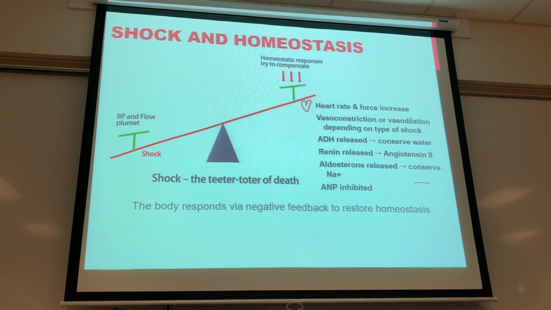Vasoconstriction, vasodilation are vessels. ADH and renin and aldosterone are all endocrine. ANP, again, cardiac, but still considered endocrine. So all of these are going to be systemic responses all across the board to make sure that we can maintain blood pressure.